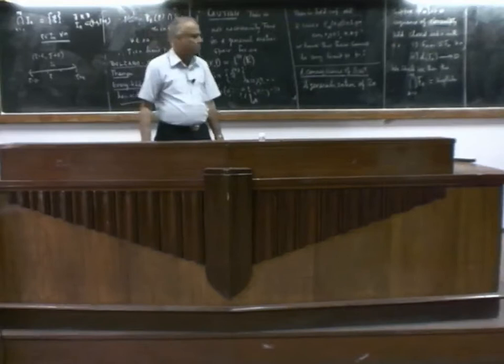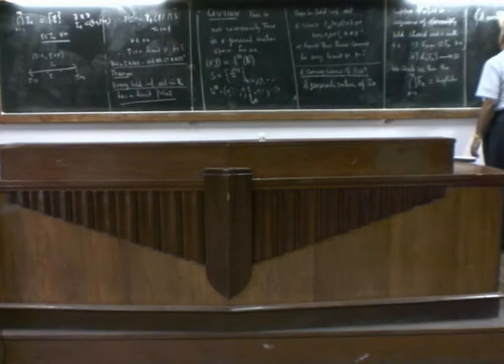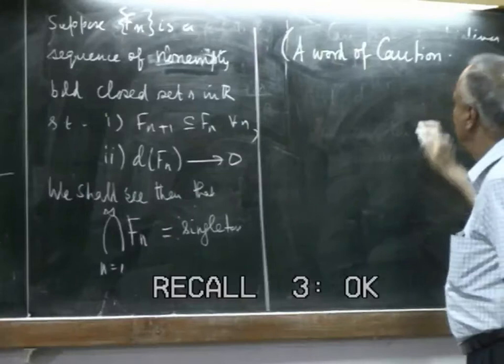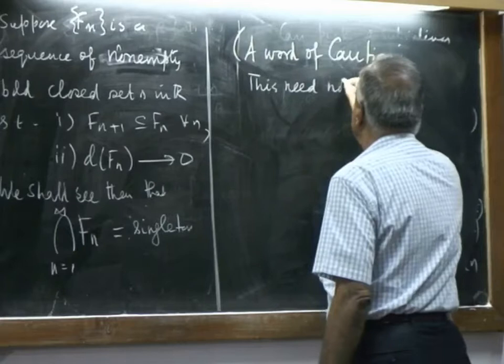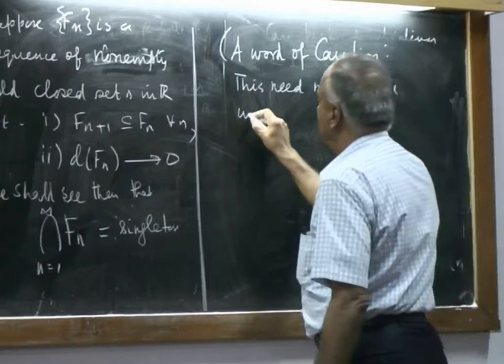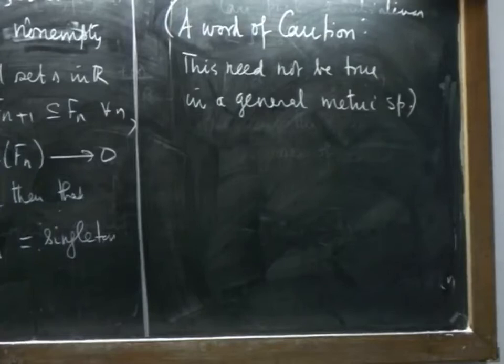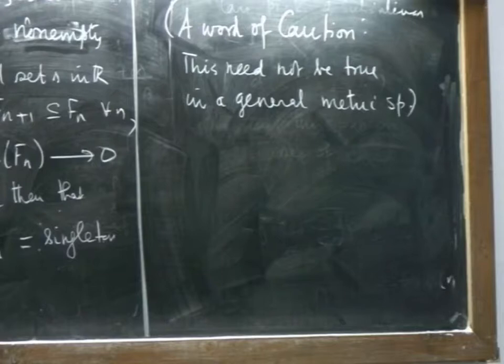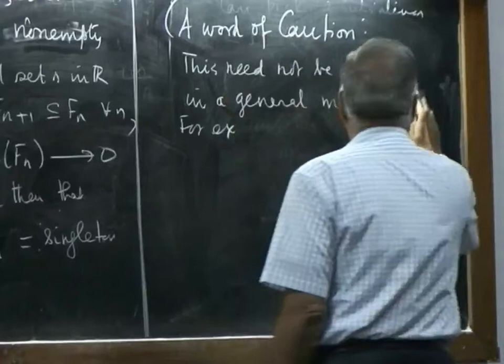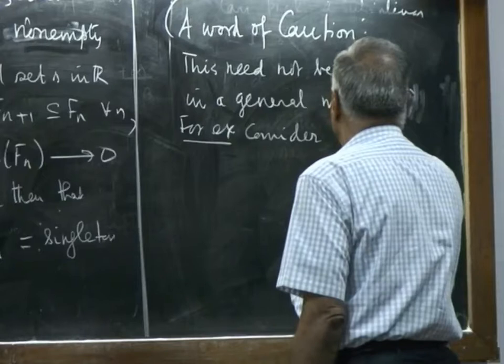But again, a word of caution. This need not be true in a general metric space. For example, the same fellows again will come into the picture. For example, consider L infinity of R, same as before.